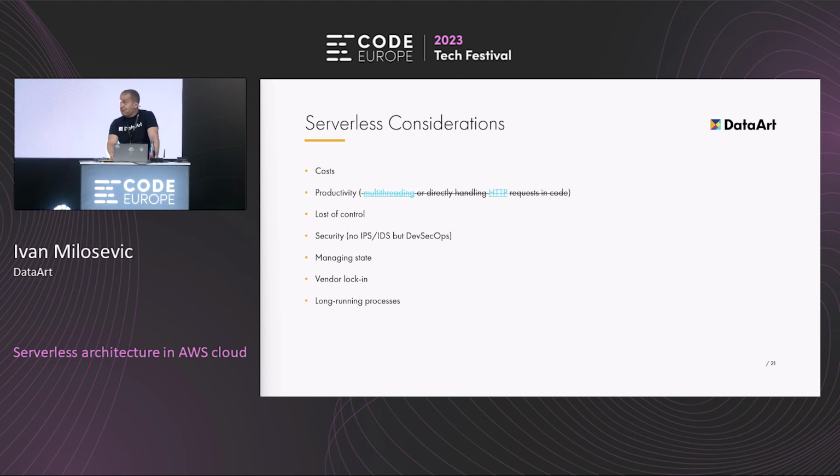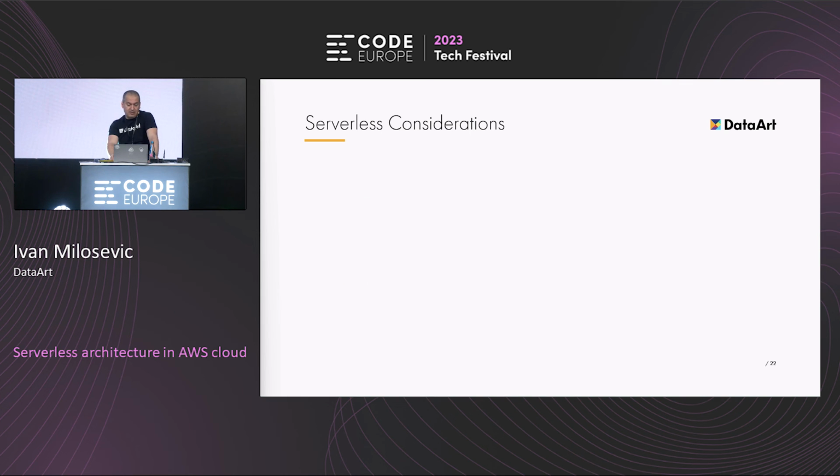Long-running processes, I've touched this a little bit. So yes, there are limitations for some of the services on how long execution can take, and you need to take care of that. Alternative: maybe some orchestration tools, or completely dropping out from serverless if it doesn't solve your problem.